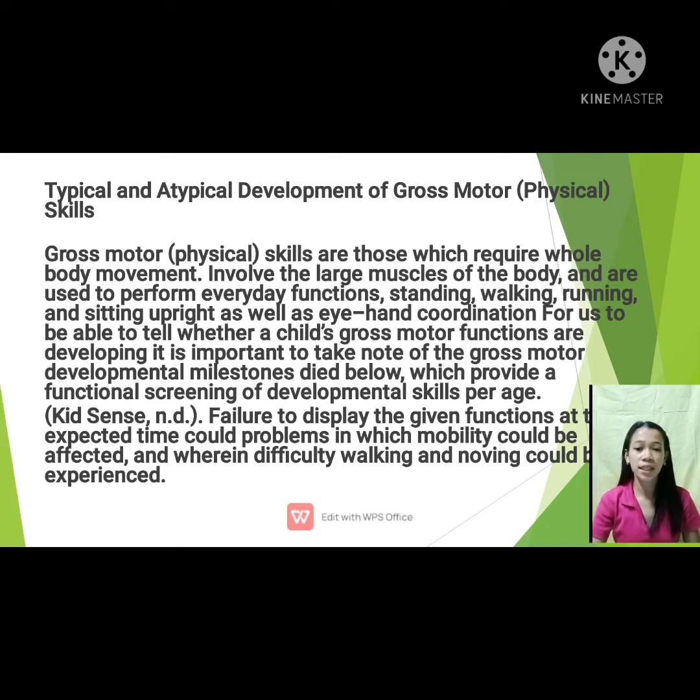Upright as well as eye-hand coordination. For us to be able to tell whether a child's gross motor functions are developing, it is important to take note of the gross motor development milestones listed below, which provide a functional screening of developmental skills per age. Failure to display the given function at the expected time could cause problems in which mobility could be affected, wherein difficulty walking and moving could be experienced.